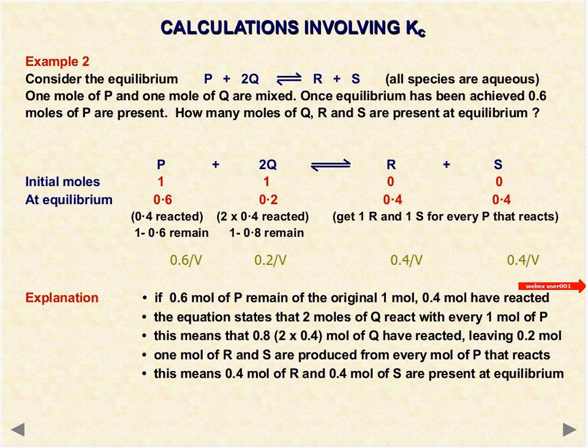Okay. Wait. Look at this explanation first. If 0.6 mole of P is remaining, 0.4 moles of P reacted. Are these values 0.6, 0.2, 0.4, 0.4 clear? Now you know we have to divide by capital V. Is that clear? Okay.